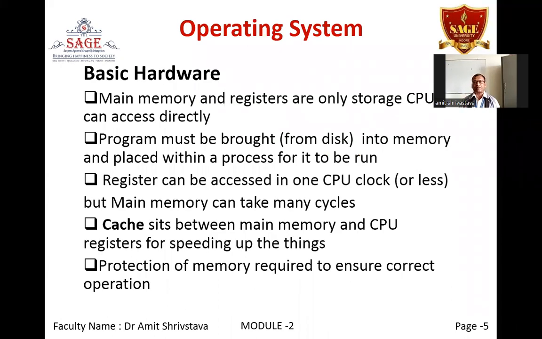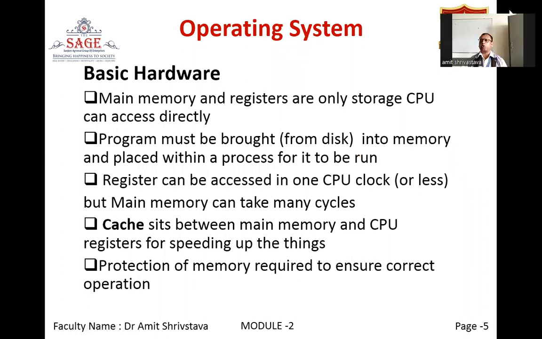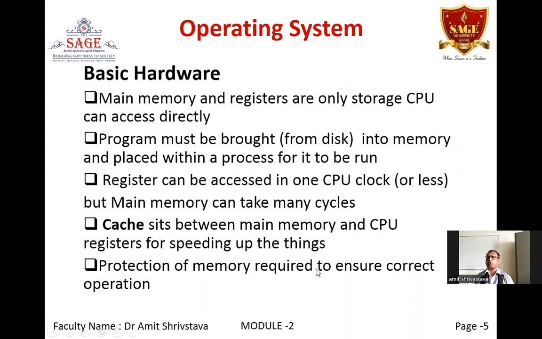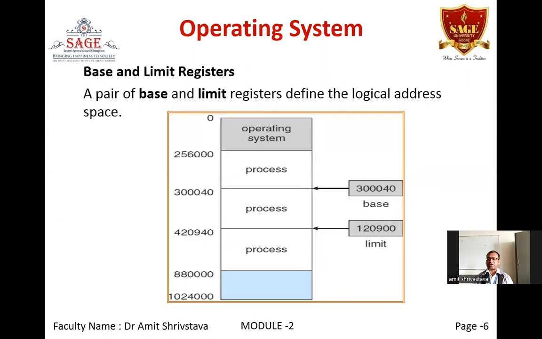The basic hardware required are the main memory and registers, which are the only storage that the CPU can access directly. A program must be brought from the disk into the memory or the RAM and placed within a process for it to be run. A register can be accessed in one CPU clock or less, but main memory can take many cycles for accessing. Cache sits between the main memory and CPU registers for speeding things up. And protection of memory is required to ensure correct operation.